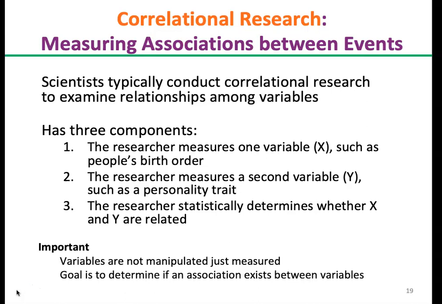Okay, so the most straightforward correlational research has two variables. So you measure one variable, such as people's birth order. Then you measure a second variable, such as a personality trait, and you run it through stats, SPSS or whatever you're using. I think R is the new one. And you determine whether X and Y are related. It's important to note that when you're doing correlational research, you are just measuring the variables as they are. You're not manipulating anything. You're just trying to see if there is a relationship between the two.